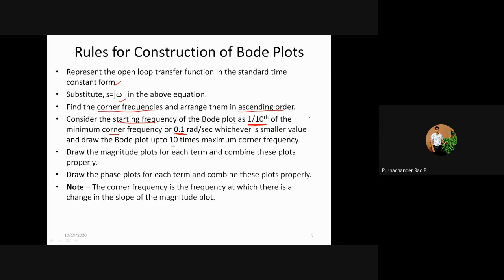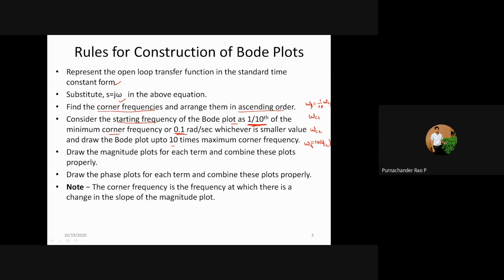So here you are taking omega c1 and you are obtaining omega c2. You have to start with omega L, the lowest frequency. This will be equal to 1/10 of omega c1. And you need to end at the highest frequency, which is 10 times omega c2.